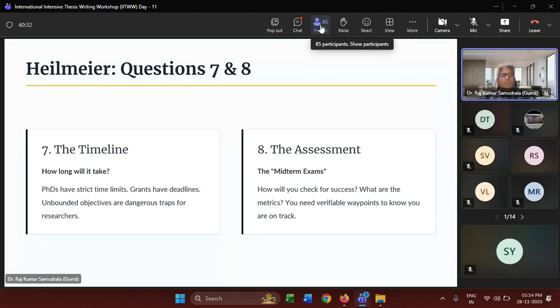How will you check the success? What are the metrics? You need verifiable waypoints to know you are on track. When you are choosing a problem, we have an objective, it has innovation, stakeholders, risk, cost. We have to check all these parameters by assessment. In between, if we are unable to get the results, we have to change the objective.